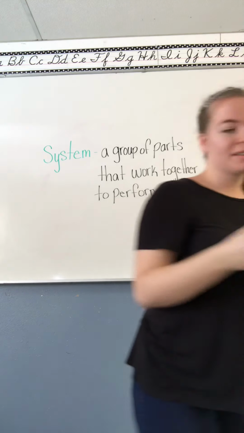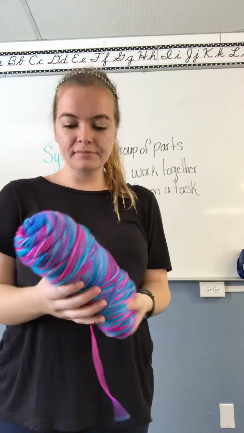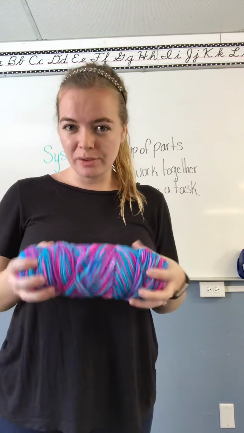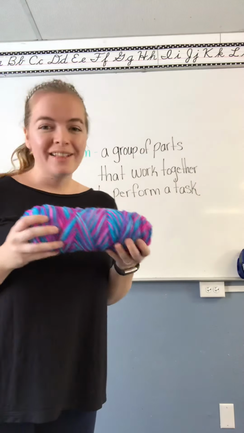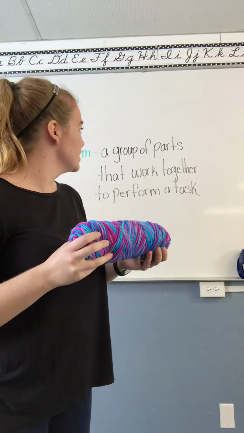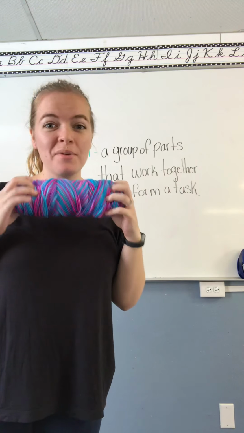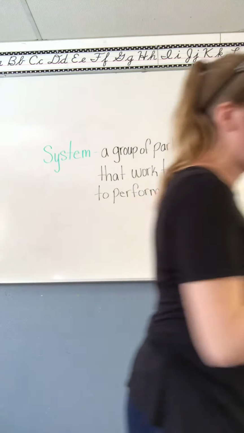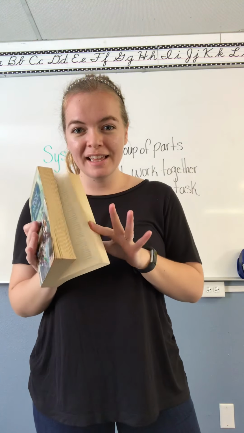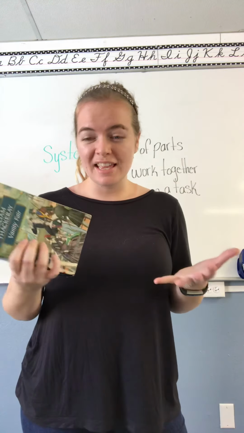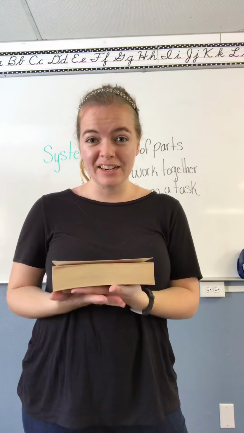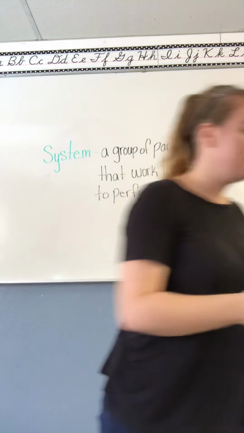What about this yarn? Are there multiple parts to it, first of all? There aren't, so that kind of rules it out. There's nothing working together to perform a task, so this yarn is not a system. What about this book? There are kind of parts to it, but nothing's really working together to make it do anything. It just kind of sits there, right? So book's not a system.